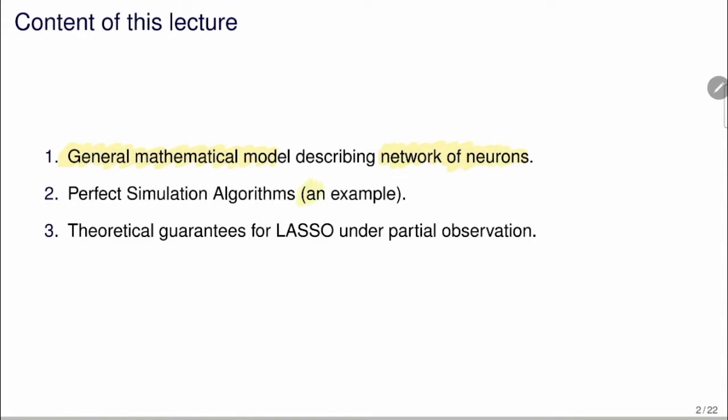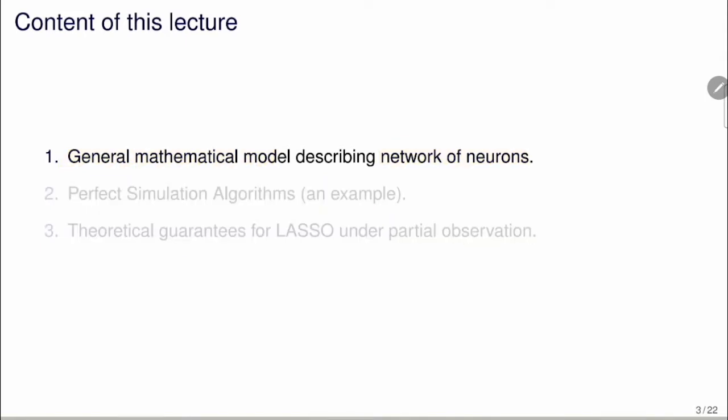Then, through an example, we will discuss what perfect simulation algorithms are. And finally, we will discuss some theoretical results, so theoretical guarantees for lasso methods for partially observed network of neurons, so under partial observation. So let's begin with a general mathematical model to describe a network of neurons.